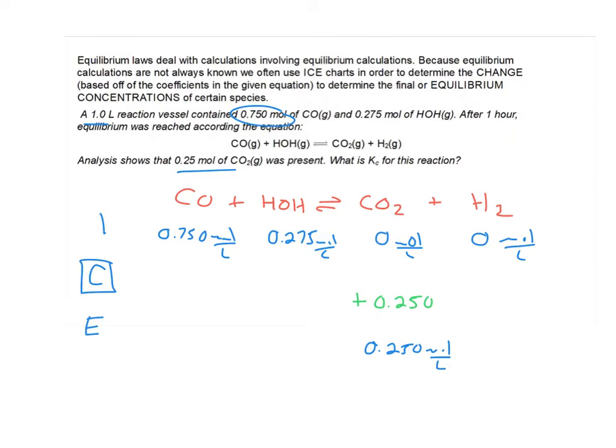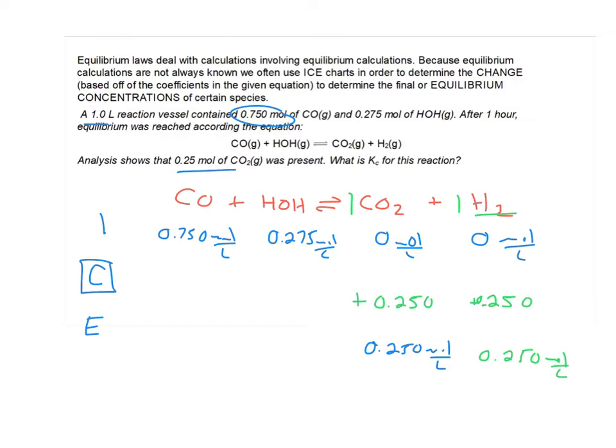If I think about my other product, which is H2, this one will also increase. Now the amount it increases by is going to be dependent on what the coefficient is. My coefficient on carbon dioxide is 1. On H2 it's 1 as well. So the amount they're going to change by is the same. So H2 is going to go up by 0.250 moles per liter. If there was a 2 in front, it would go up by double. It would go up by 0.5 moles per liter. And at equilibrium, H2 will be 0.250 moles per liter.